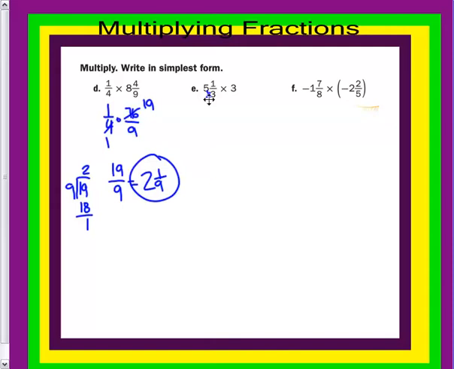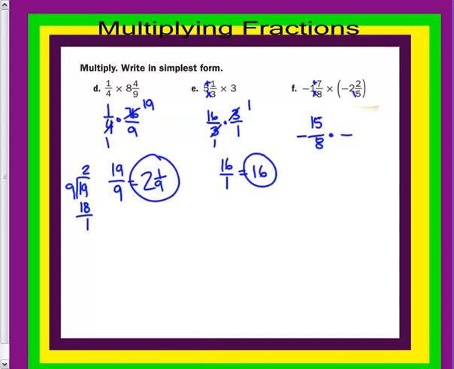Over here, 5 times 3 plus 1. 5 times 3 is 15, plus 1 is 16 thirds, times 3 over 1. So the 3's cancel each other out, and I'm left with 16 over 1, or just 16. 1 times 8 plus 7. 1 times 8 is 8, plus 7 is 15. So we've got 15 eighths, and it's negative. Make sure you have your negative sign.